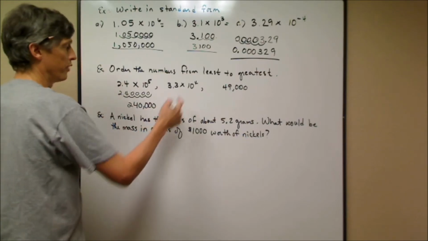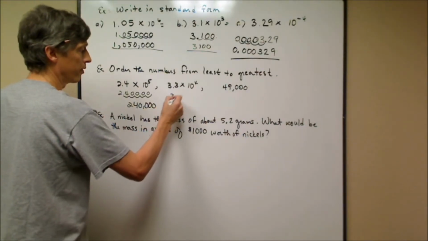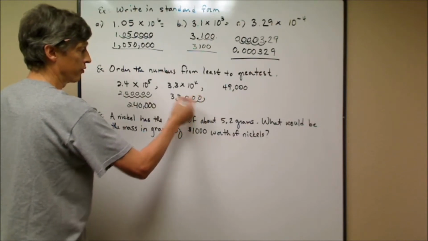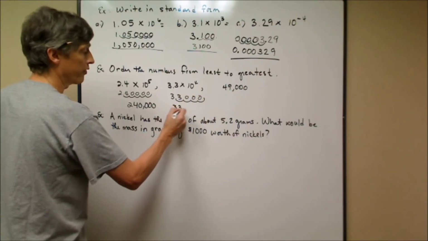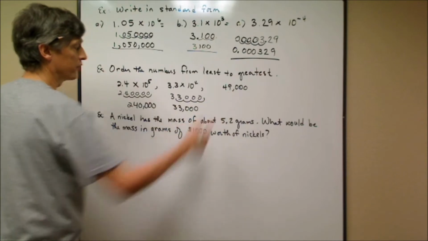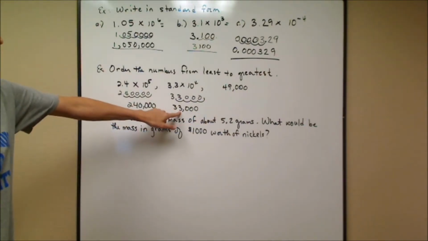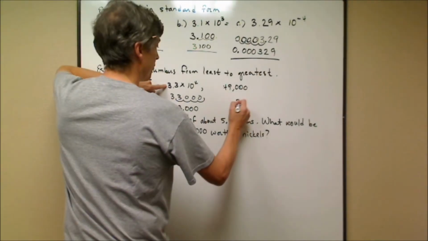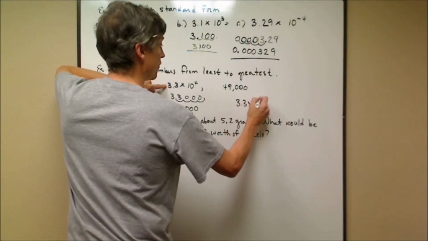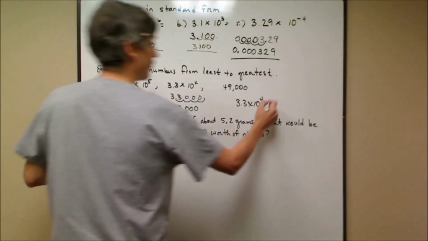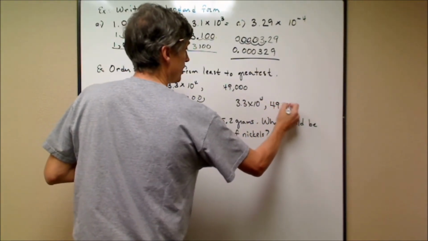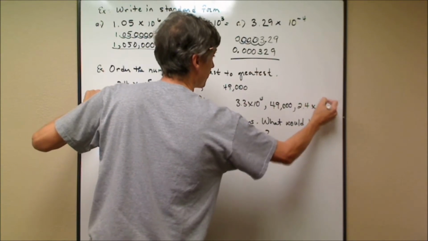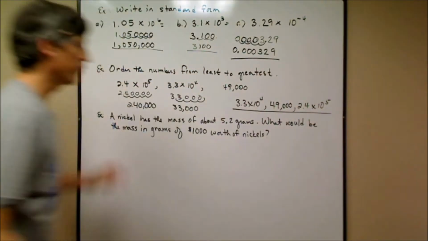Next over here, 3.3 times 10 to the 4th. 3.3, 1, 2, 3, 4. I'll put a couple zeros, or 3 zeros there, and I have 33,000. And that's 49,000. So from least to greatest, it's this one, then this one, then this one. So I'm going to write 3.3 times 10 to the 4th. Now this one, 49,000. And then the last one was 2.4 times 10 to the 5th. And that's in least to greatest form.